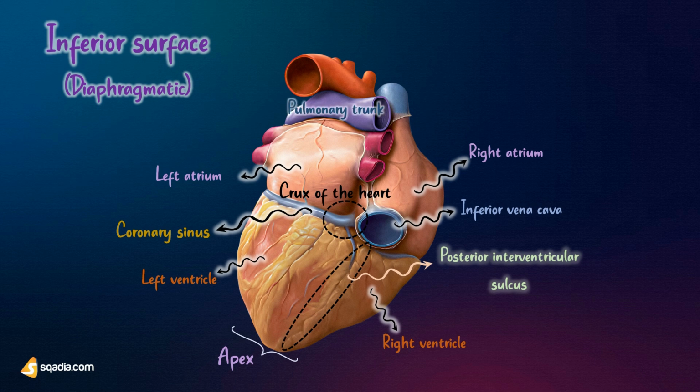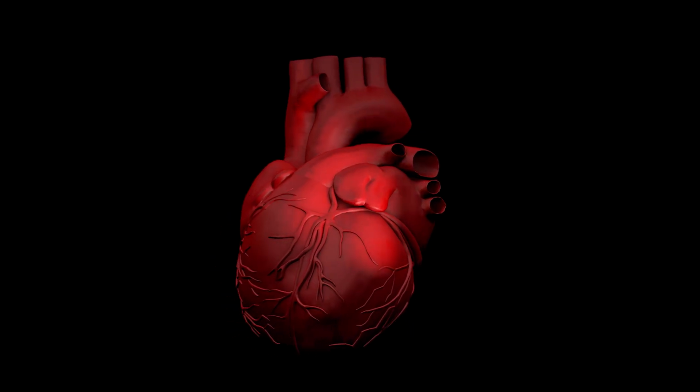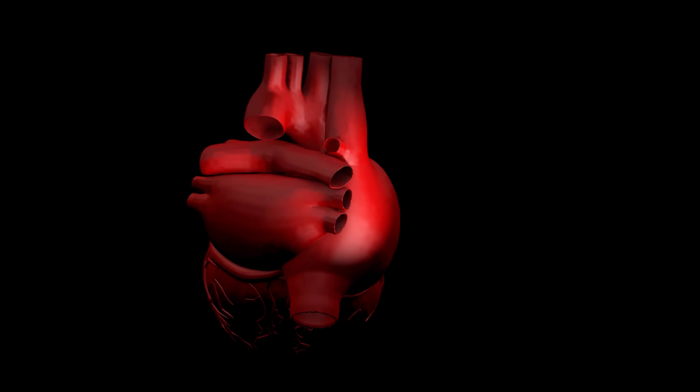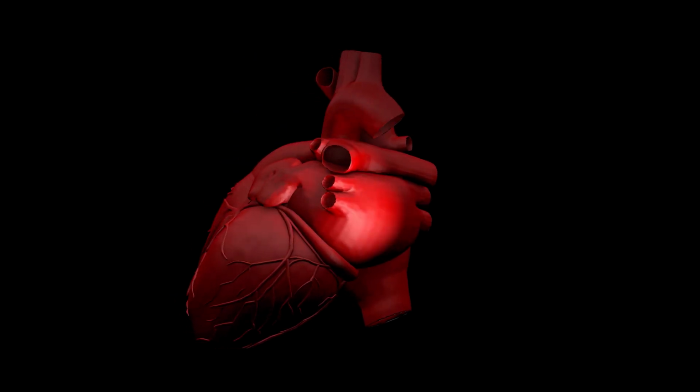The pulmonary trunk, part of the superior vena cava, and the aortic arch can also be seen from the inferior side of the heart. So this was all about the superficial view of the heart, where we looked at the important structures of the heart from all sides.